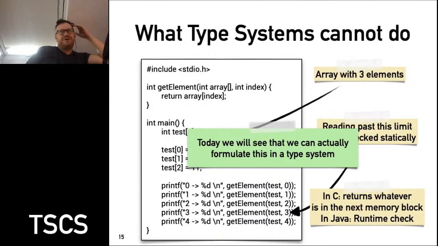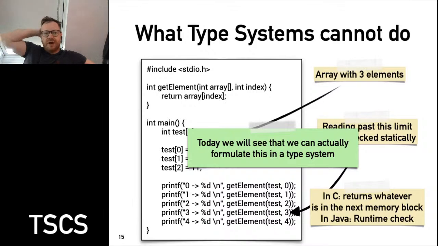I was not actually quite honest with you with that slide, so a type system can actually fix that. Only Java and C don't do this statically. So we will now see a type system where you can formulate this, and where you can add static checks to your program that will make this much safer.